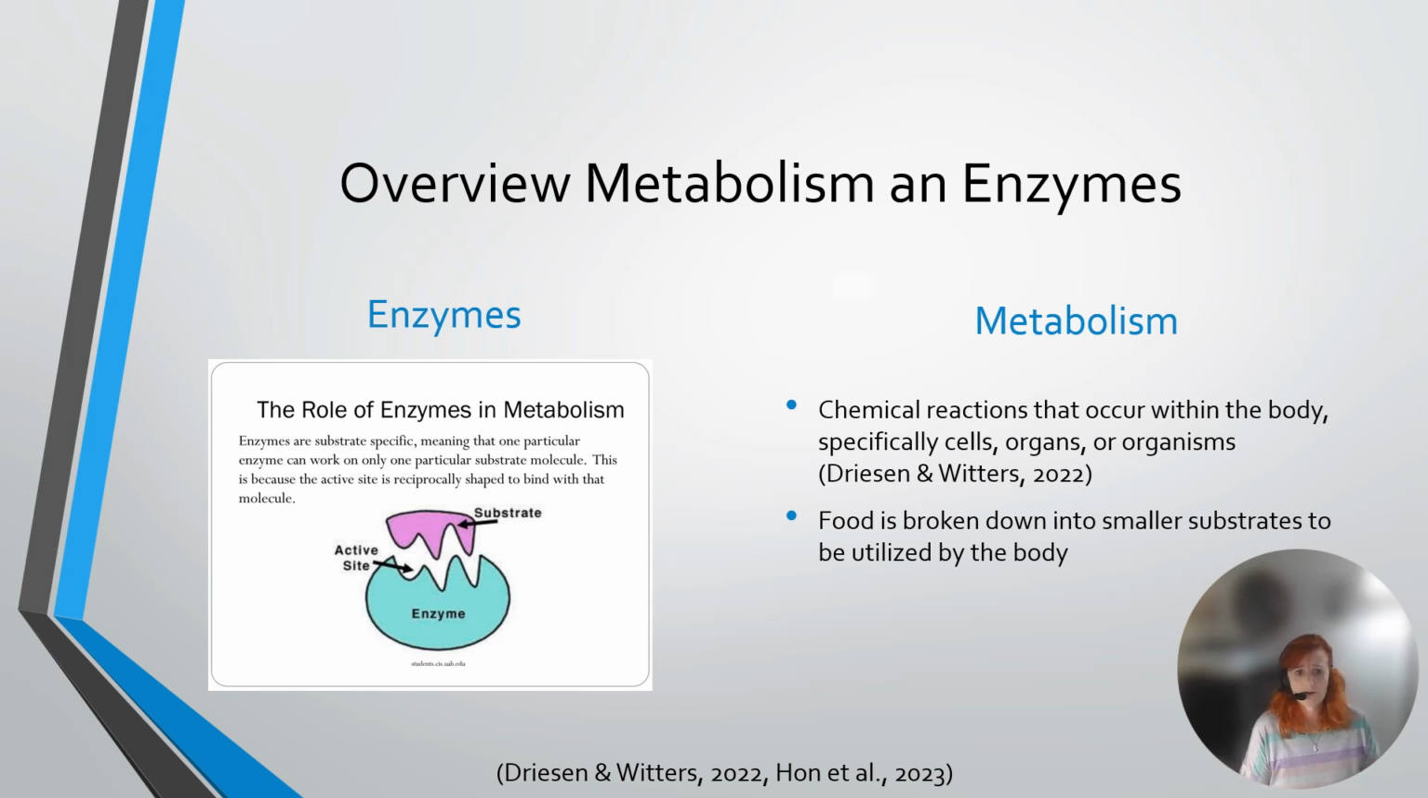All right, so first thing we're going to talk about is metabolism and enzymes. We need to know what our metabolism is, so there should be a brief review. It's the chemical reactions that occur within the body, within our cells, organs, and organisms, right? Our food is broken down into smaller substrates to be utilized by the body. In order for this to happen, each one of these substrates has specific enzymes, right? These enzymes are cofactors. They allow these reactions to occur.